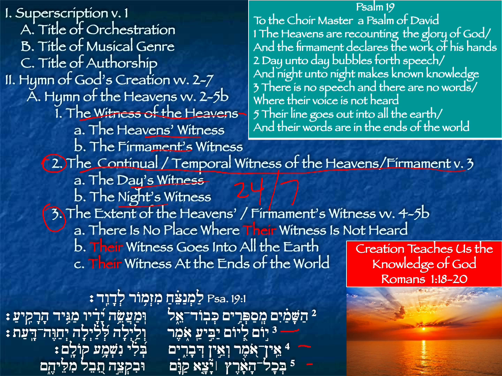Look at verse 2 in your Bibles. Day to day bubbles forth speech. Love that translation here of Nabah here. Day to day bubbles forth speech. Night to night declares knowledge. There is no speech, there are no words where their voice is not heard. Their line goes out in all of the earth. Their words are at the end of the world.